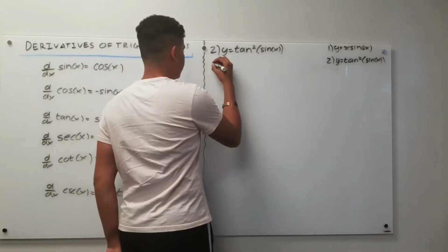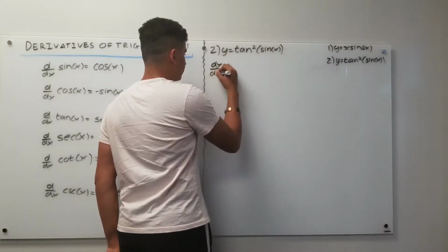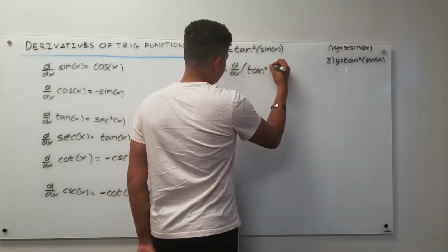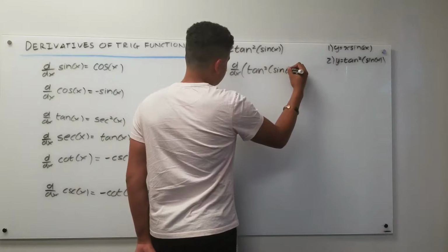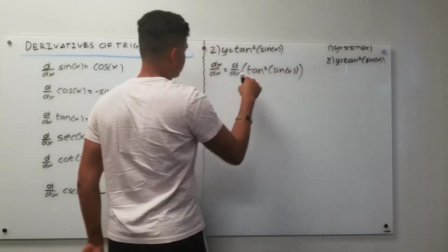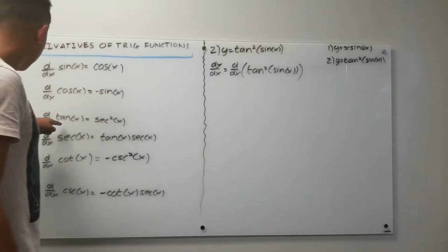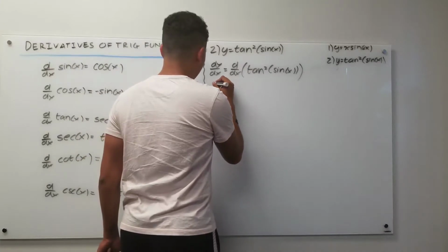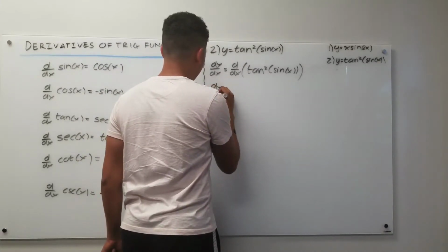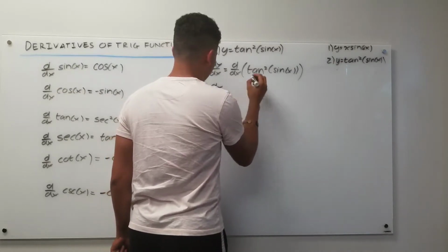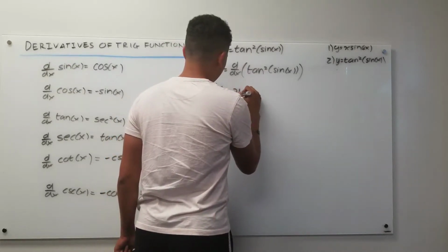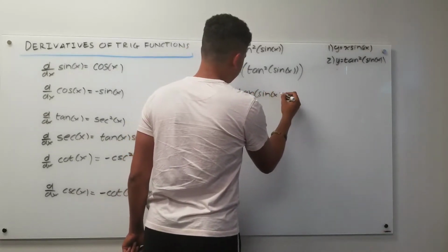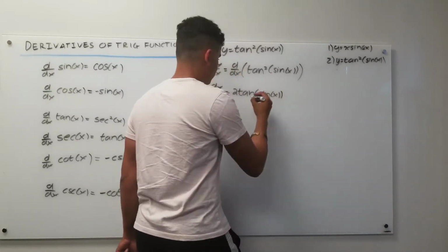So if we're going to take dy dx of tan squared of sine x, we have to take the derivative of tan squared. So tan is secant squared. Well, first we're going to have to incorporate the power rule. So dy dx would equal 2 tan of sine x.